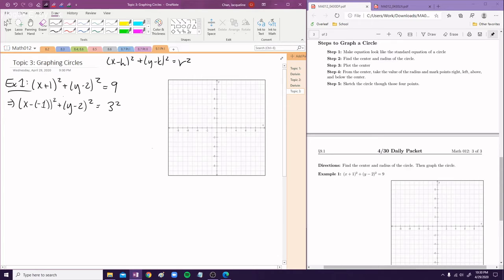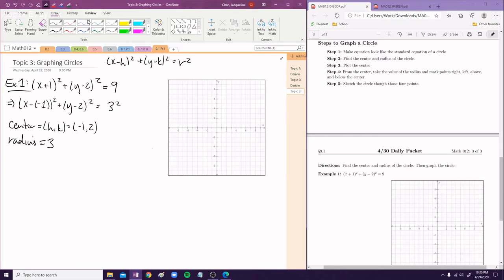Now that it is in the standard equation of a circle, we can find the center and the radius. The center is (h, k), and our (h, k) is (negative 1, positive 2). The radius is r, and it's r squared, so in our case, the radius is equal to 3. Now that we found the center and the radius of the circle, we can graph the circle. So how are we going to graph it?